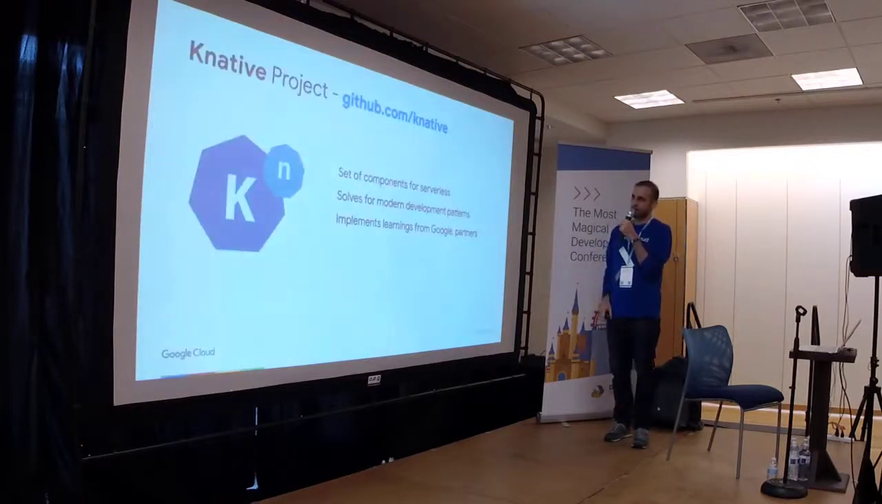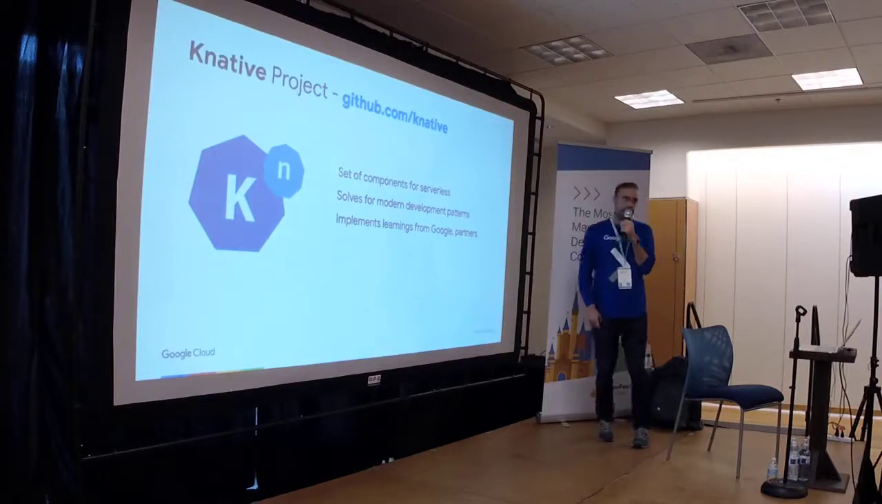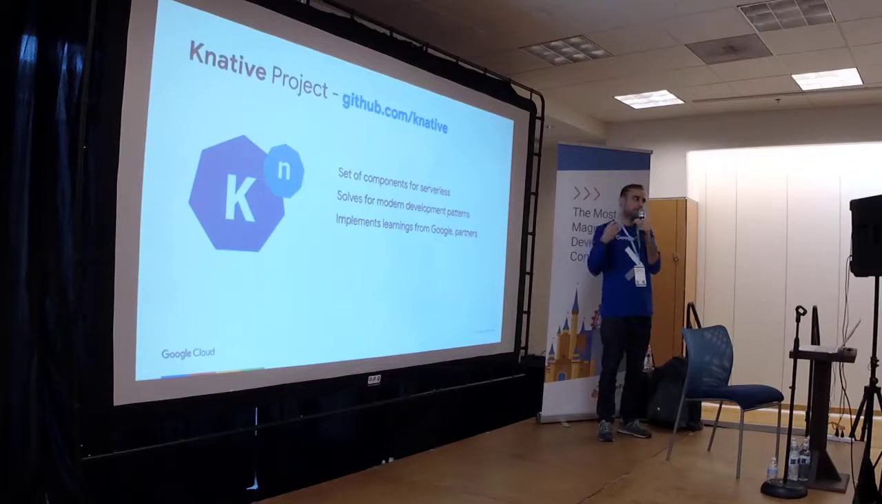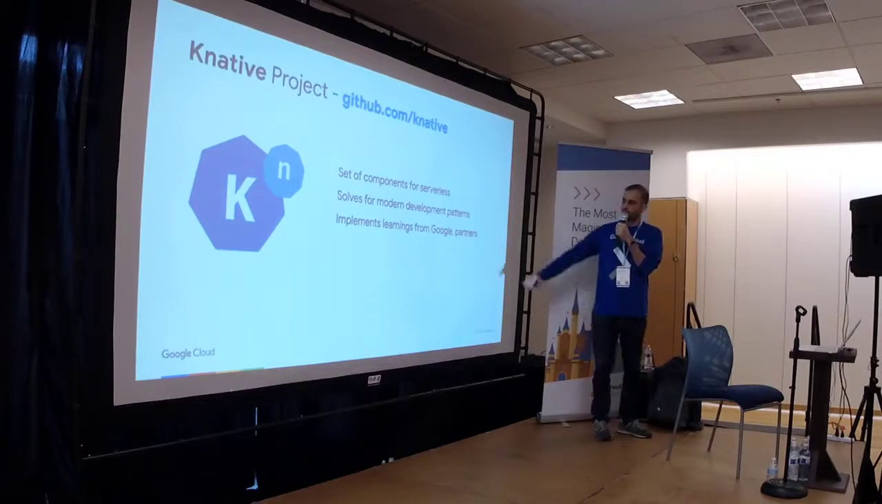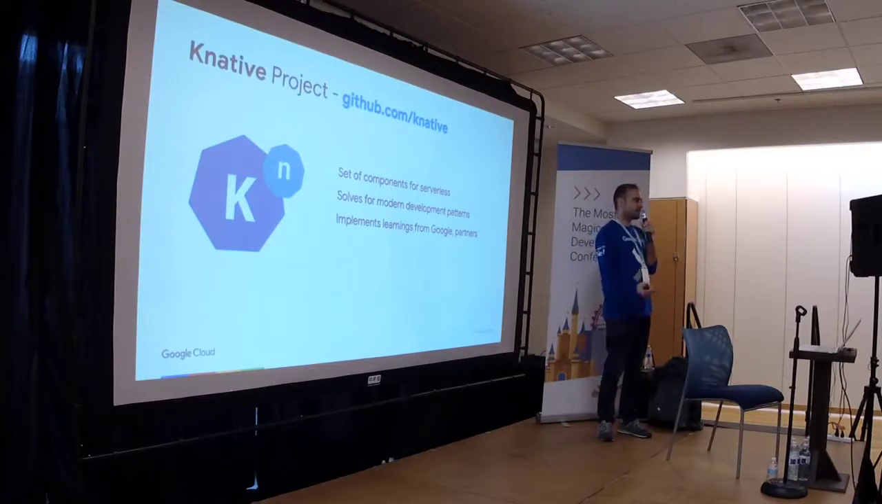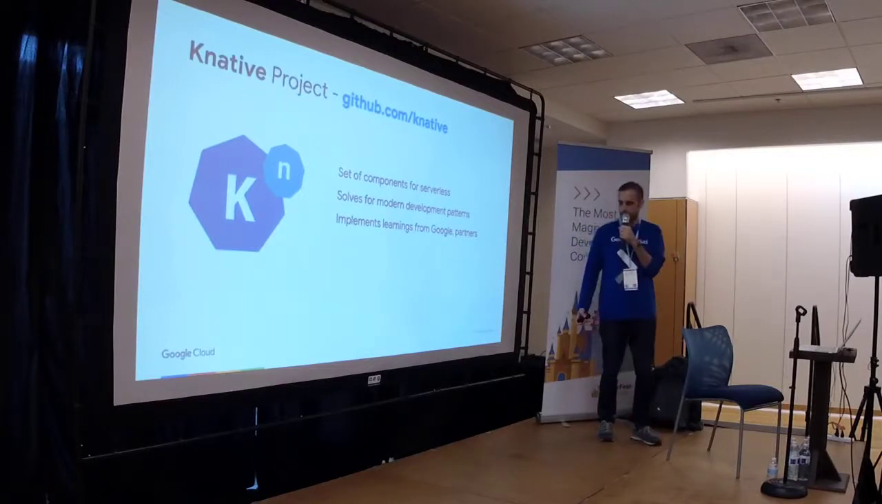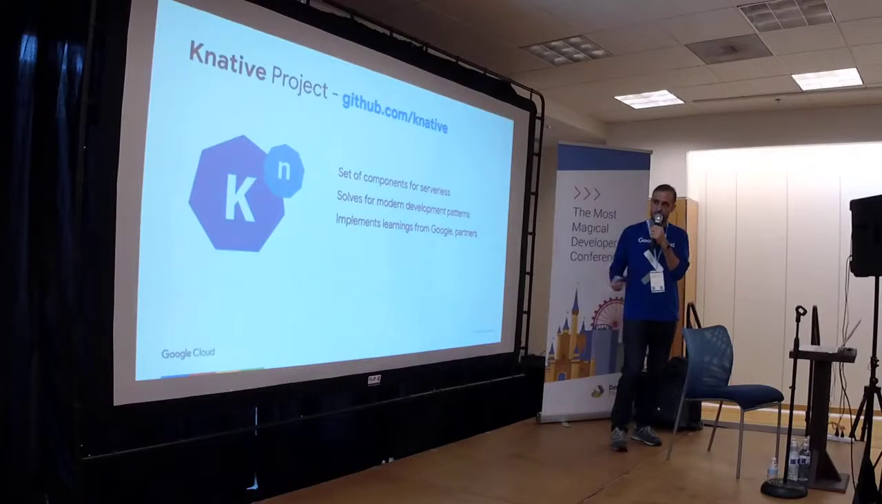So the Knative project, it's an open source project on GitHub, and it's a set of components that kind of turn Kubernetes into a serverless platform. It started from Google, but now there's a bunch of other companies like IBM and Red Hat and SAP and others that are contributing as well.